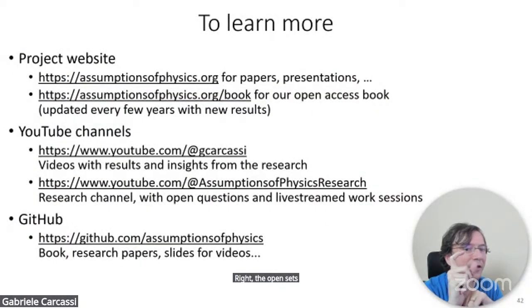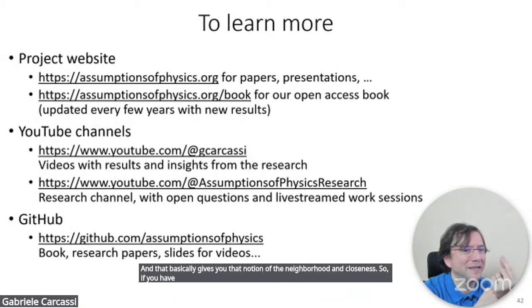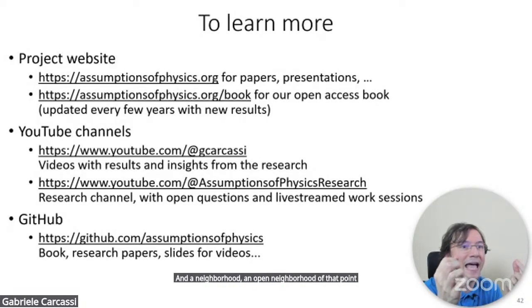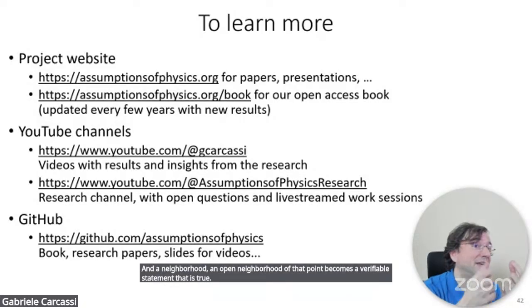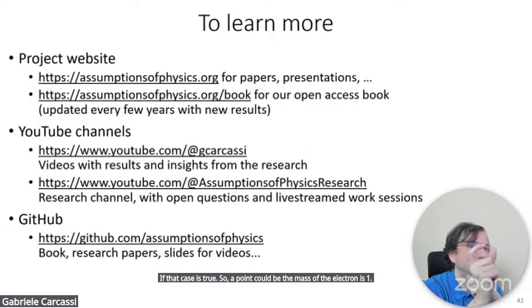The next question is from Xinyue. Usually topology is introduced by abstracting concepts of boundaries and sets on continuous space, like our physical space. What's the connection here with topology introduced from experimental verifiability? Right, the open sets are the thing that you can experimentally verify. And that basically gives you that notion of neighborhood and closeness. So if you have a point that is a possible case, an open neighborhood of that point becomes a verifiable statement that is true if that case is true. So a point could be the mass of the electron is 1, and an open neighborhood is an open interval around that.